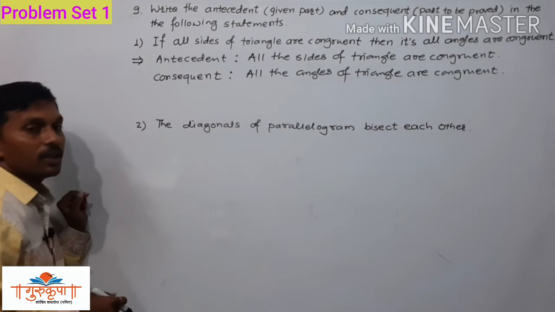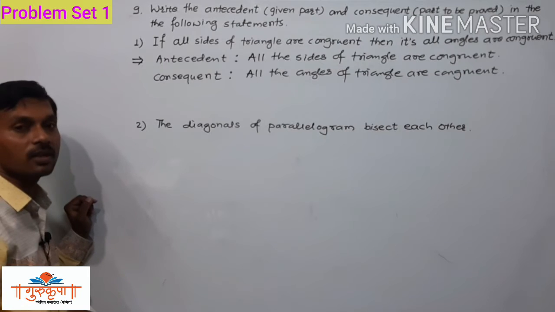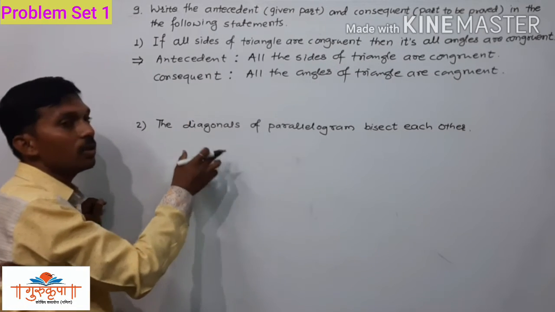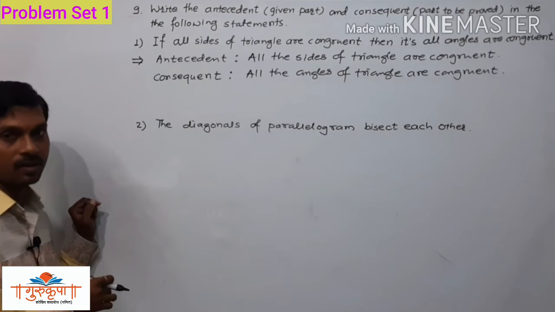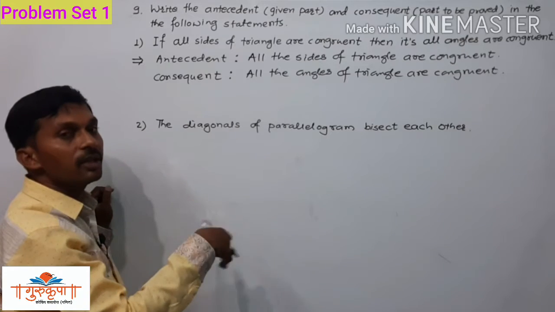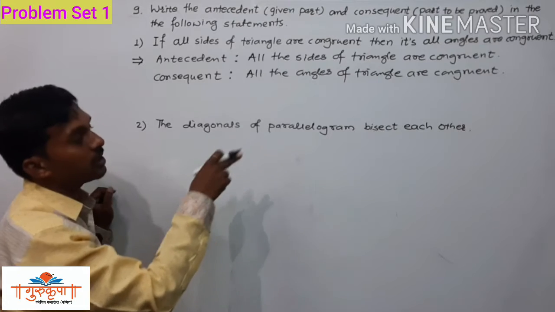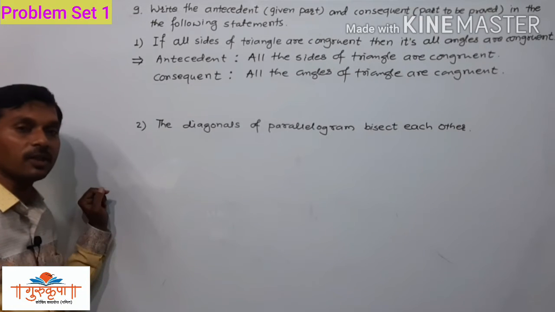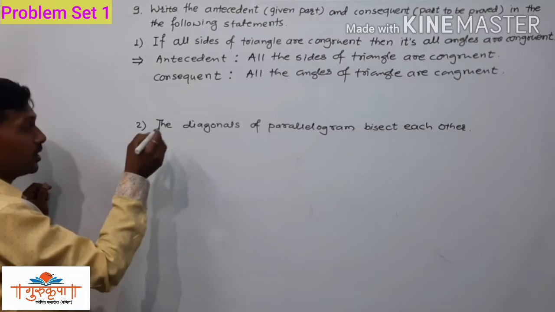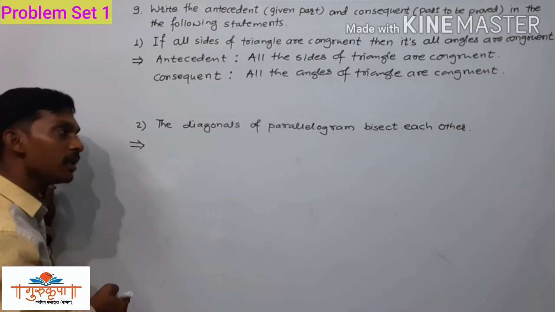Now we have the second statement and the question is the same. We have to write the antecedent and the consequent, but here the big problem is the given statement is not a conditional statement. We are unable to write the antecedent and consequent since the given statement is not in the if-then form. So first of all we will write that statement in if-then form and then we will write the antecedent and consequent.